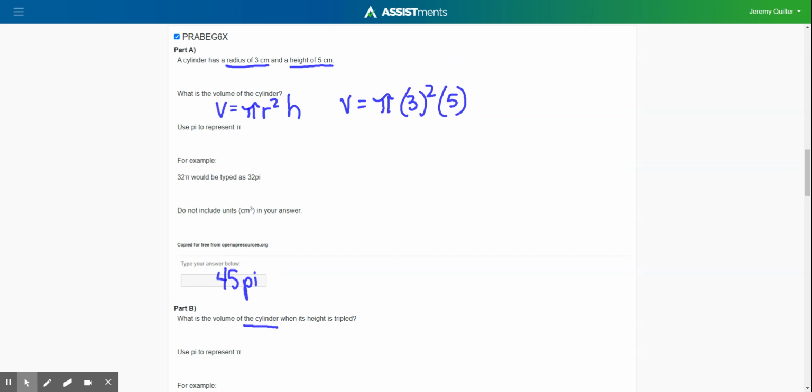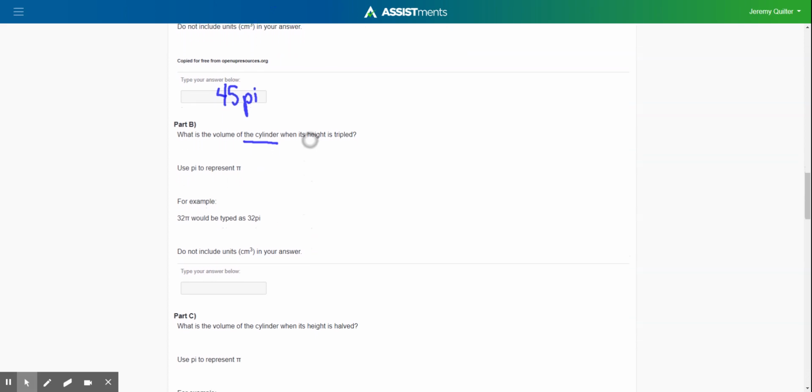So the radius continues to be 3 centimeters, and the height is 5 centimeters. When we ask what is the volume of the cylinder when the height is tripled, we have to consider that the radius is still 3 units, but now our height, which was 5 units, is being tripled. So our height has to be 15.